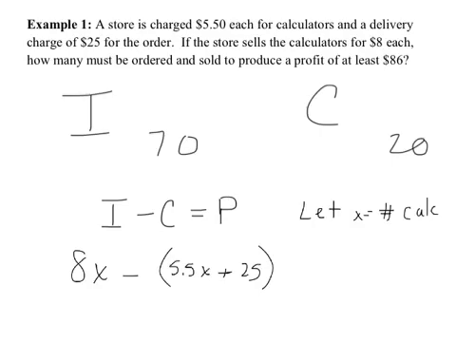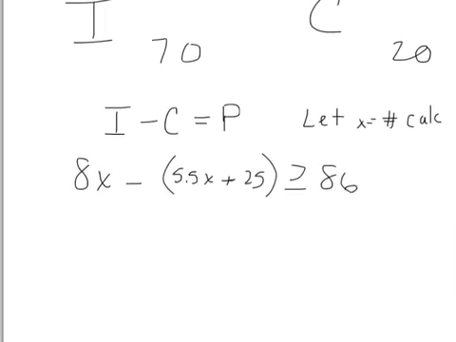So in this problem, we want our profit to be at least $86. So it could be 87, it could be 88, it could be 89, at least 86. So we want this to be greater than or equal to 86. Let's go ahead and solve this now. If I look at this, I see the negative sign I have to distribute, so it's 8x minus 5.5x minus 25 greater than or equal to 86.